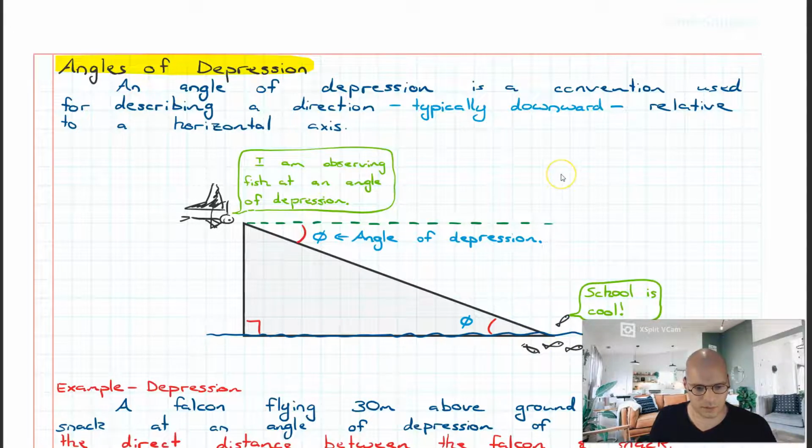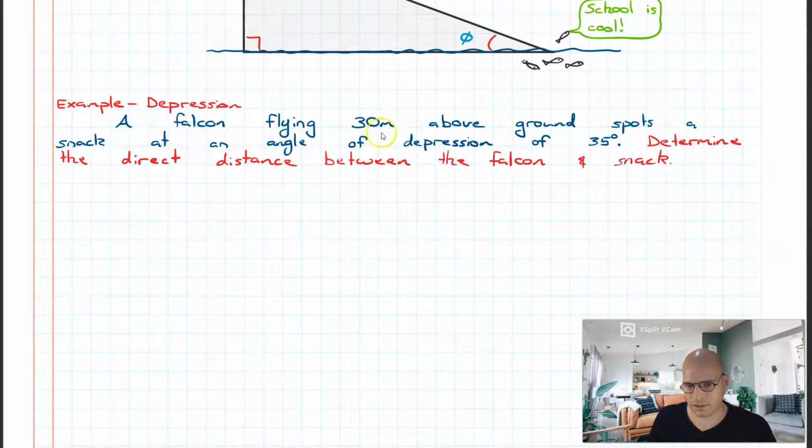Let's see how we can put this to work. A falcon flying 30 meters above the ground spots a snack at an angle of depression of 35 degrees. Determine the direct distance between the falcon and the snack. So what we have over here is a situation where we've got a bird of prey flying 30 meters above the ground, and it can see some sort of animal that it's going to hunt at an angle of depression of 35 degrees.